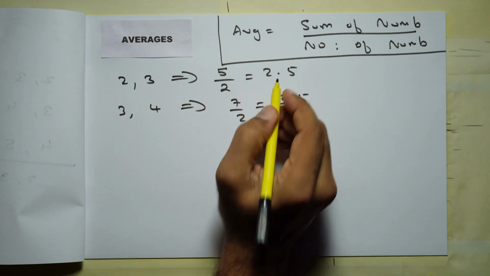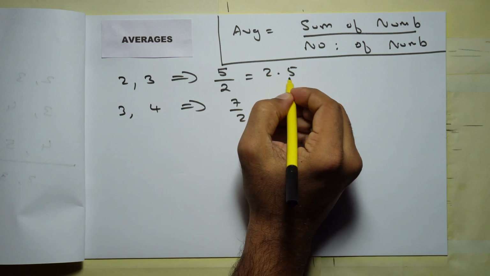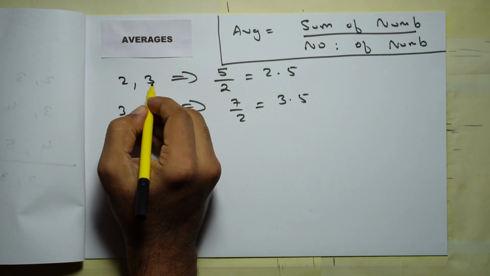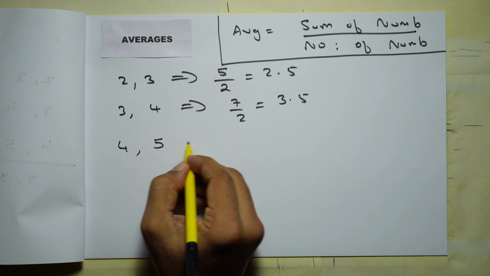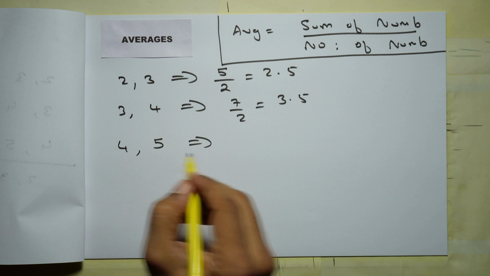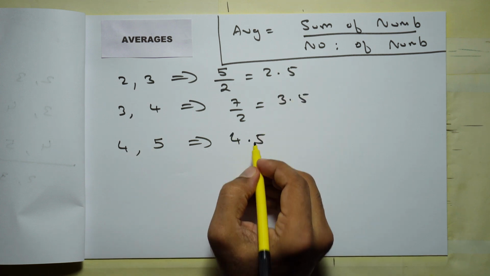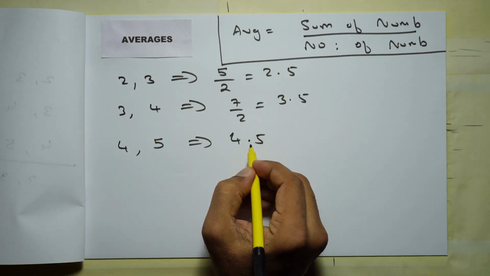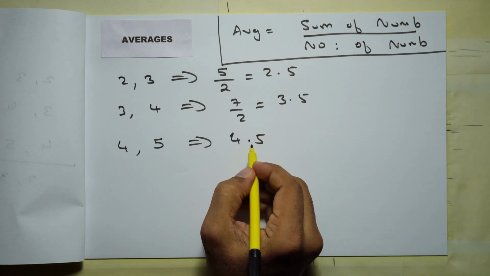We'll take one more example. You have two numbers 2 and 3. We already know their average to be 2.5. Now both the numbers I'll increase by 2. So 2 becomes 4 and 3 becomes 5. Let us calculate their average. 4 plus 5 gives you 9, and 9 by 2 gives you 4.5. Earlier it was 2.5. When both the numbers were increased by 2, their average also increased by 2. From 2.5 it has increased by 2 and now it has become 4.5.